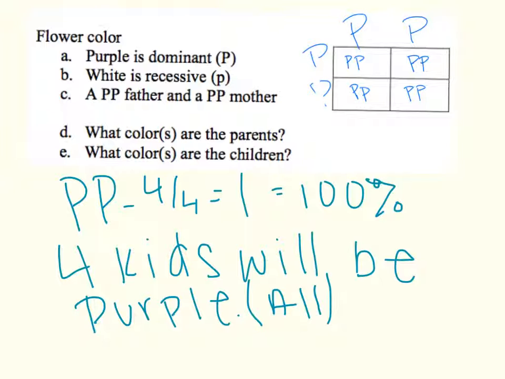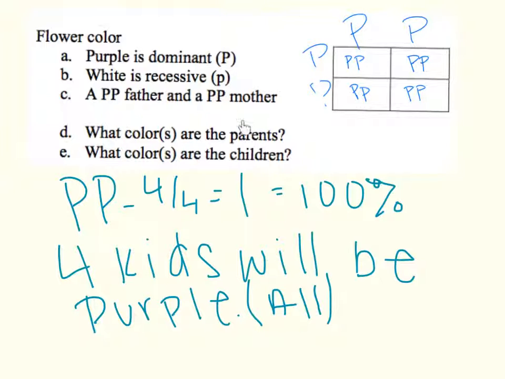Then in E, it says what colors are the children. And the children are going to take after their parents completely and they're all going to be purple, because they're all going to be capital P-P's.